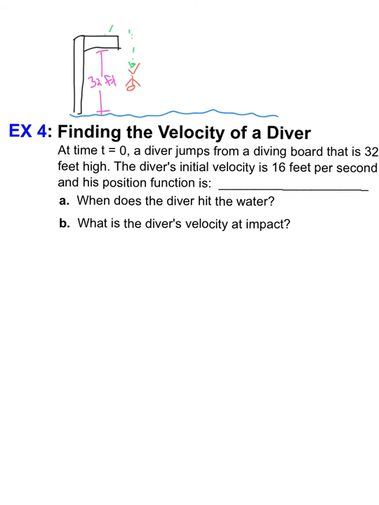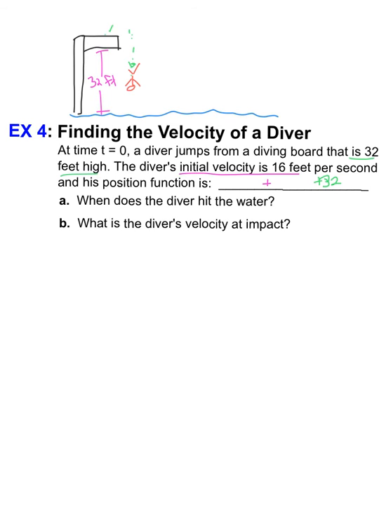And so they tell you a couple of things. So I know that my initial height is 32 feet high. So that's going to go in place of h sub 0. So I know I'm at the very end, I'm going to have a positive 32 because I'm coming from a positive height. And then the diver's initial velocity is 16 feet per second. So that's going to go here.